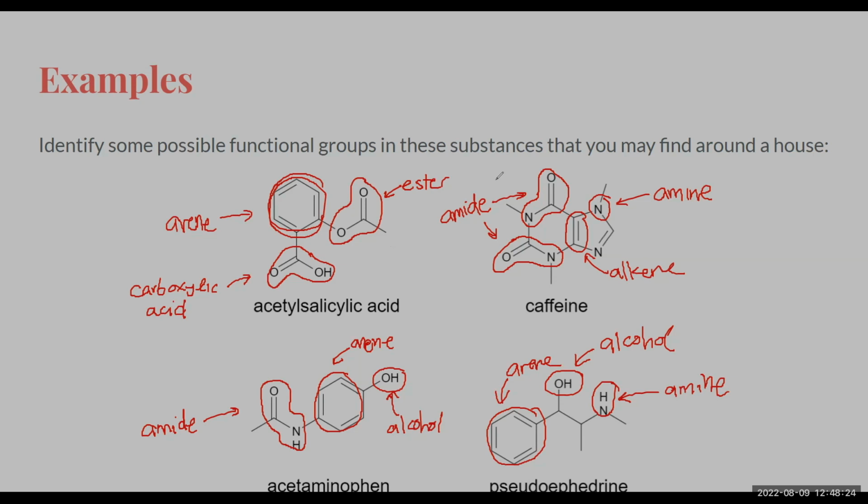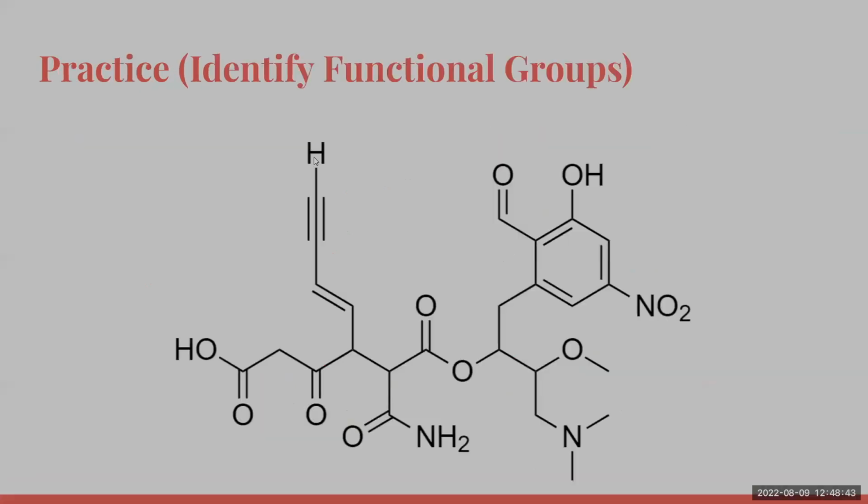And so there's just some common functional groups on some common household substances that you might find in either your medicine cabinet or in your kitchen. So this last example is a little bit of practice. Try and identify as many functional groups as you can and try to be as specific as possible. I'm going to give you a moment to try it out. All right, so let's see. I'm going to start from the bottom and work my way up.